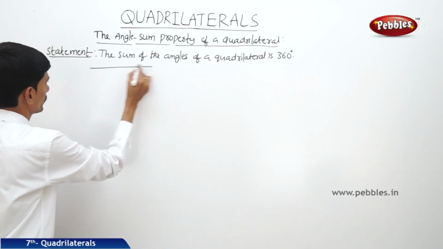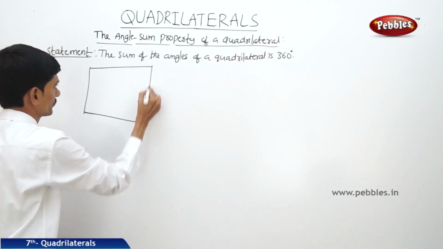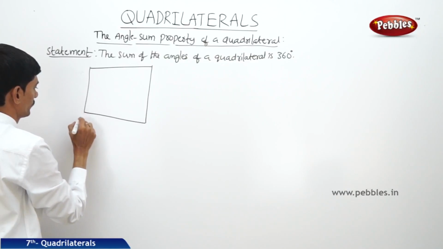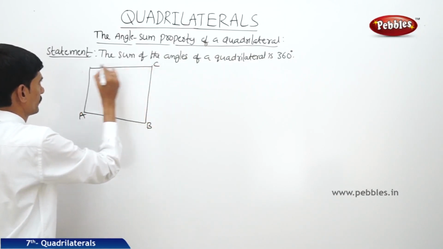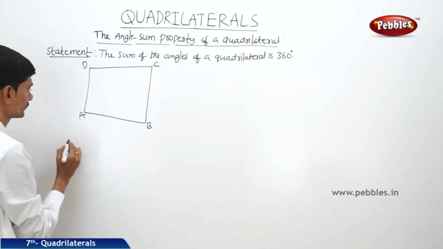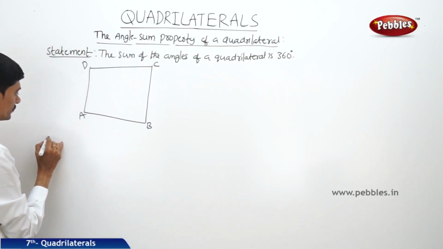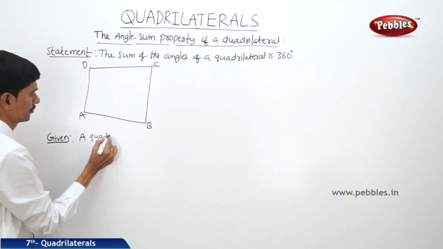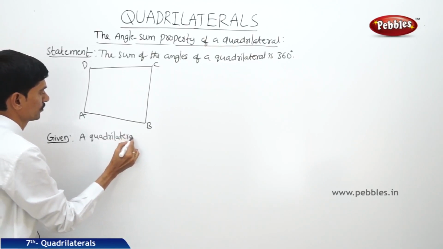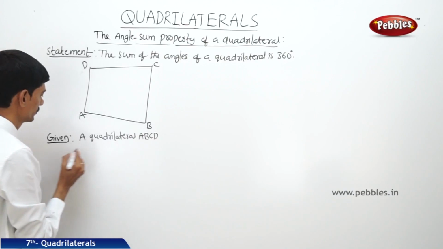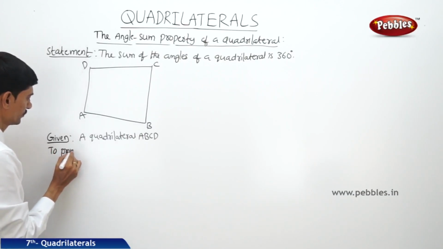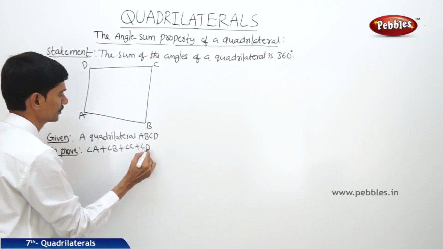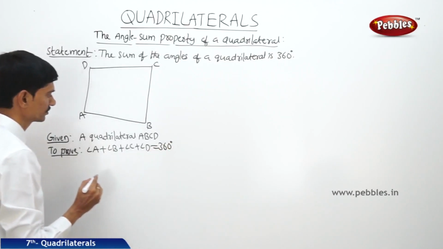Now consider a quadrilateral ABCD. Given a quadrilateral ABCD, to prove angle A plus angle B plus angle C plus angle D equals 360 degrees.